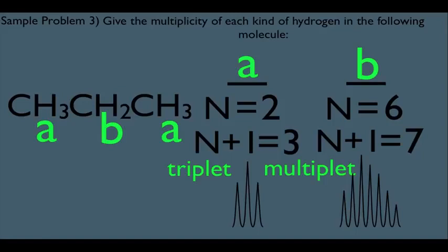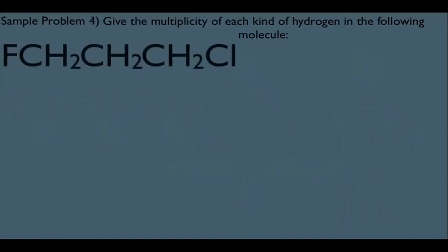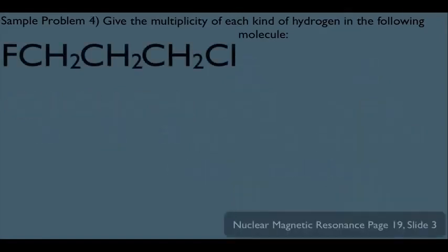However, watch what happens here. Let's look at another example. This one's going to be a little bit different. Same instructions, give the multiplicity. And again, let's start somewhere and call these the A-type hydrogens. That would make these the B-type hydrogens. And because this molecule doesn't have symmetry, notice there's an F on the left and a Cl on the right, that would make these C-type hydrogens.